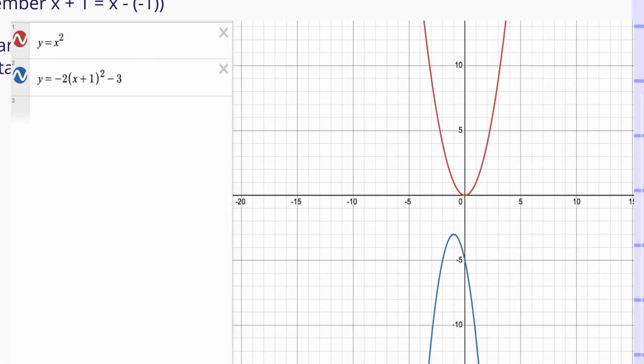And so we can see, just by applying these transformations, how the graph in red was changed into, or transformed into, the graph in blue.